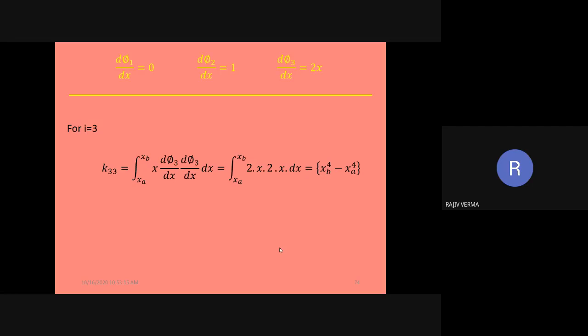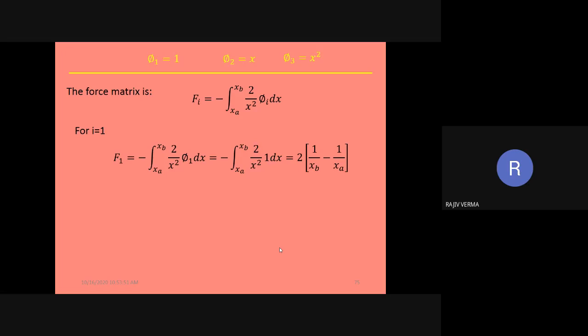Now coming to the expressions on the right, that is the force matrix given by this term. At this place, we have divided the force matrix in 2 parts. We are evaluating only the term which has to be integrated. The boundary terms are going to be evaluated in the next slide. So we have for I to be 1, this expression, since phi 1 is known, it has a value 1. We can easily do the integration to find the value of F1.